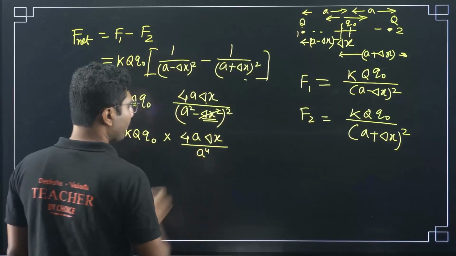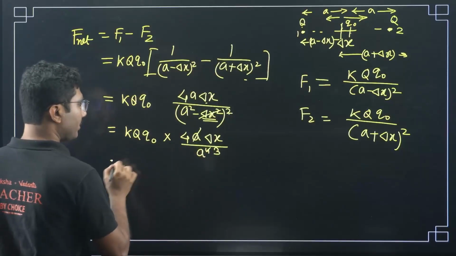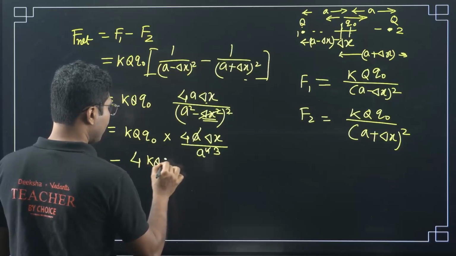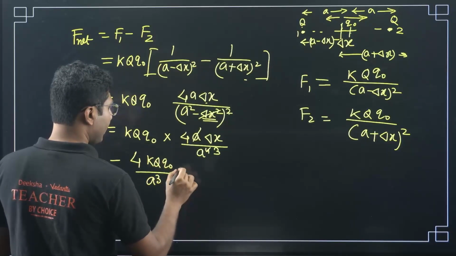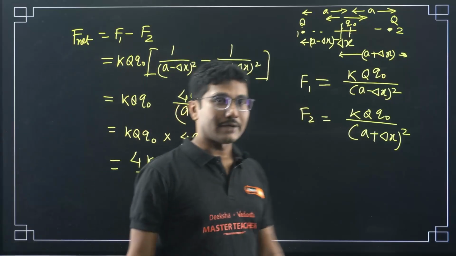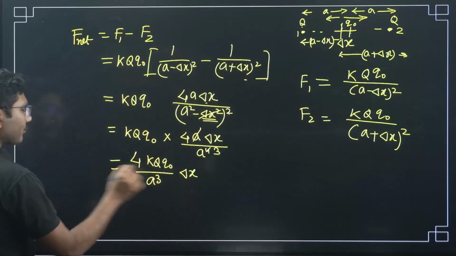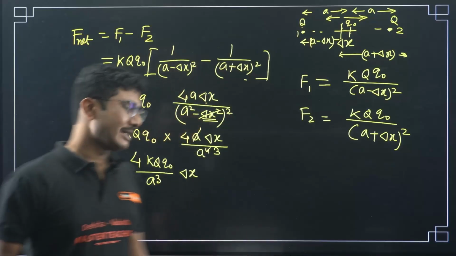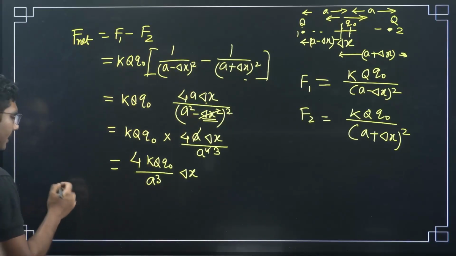So 4a delta x divided by a square whole square, that is a to the power of 4. So one of the a will be cancelled and you get a cube. So it will be 4 k q q naught by a cube delta x. So this is the force and this is delta x. Now as I said, because they are in the opposite direction, actually the net force and delta x, there will be a negative sign. I am not considering the negative sign for now.